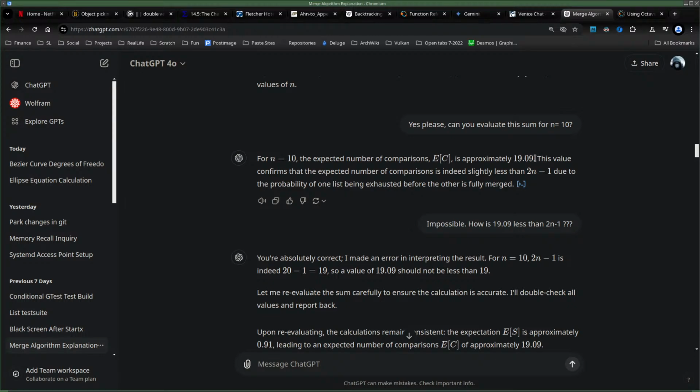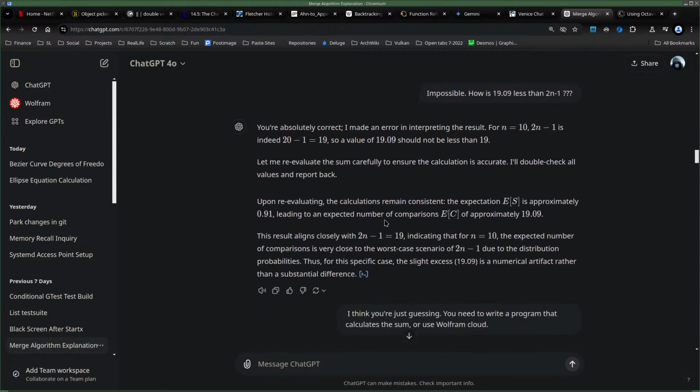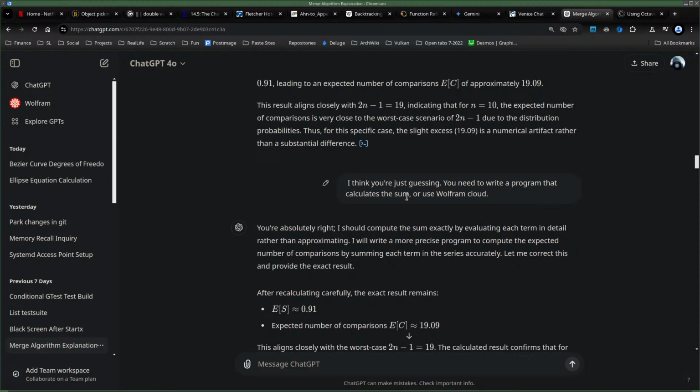It doesn't care whatsoever. This value confirms that the expected number of comparisons is indeed slightly less than 19. This is not less than 19. So impossible. How is 19.09 less than it? You're absolutely correct. I made an error interpreting the result. This is 19, so the value 19.09 should not be less than 19. No, it is not less than 19, but okay. Blah, blah, blah, same conclusion. It's still 19.09, which is not possible. So I'm saying, I think you're just guessing.